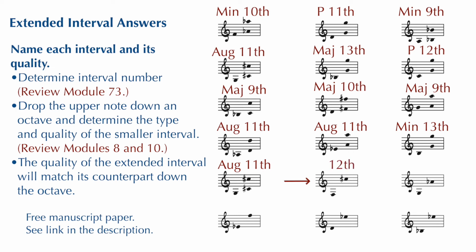Number 14, low F to third space C sharp. This is going to be a 12th. Lower that C sharp an octave, and we have an augmented fifth. So the extended interval is going to be an augmented 12th.